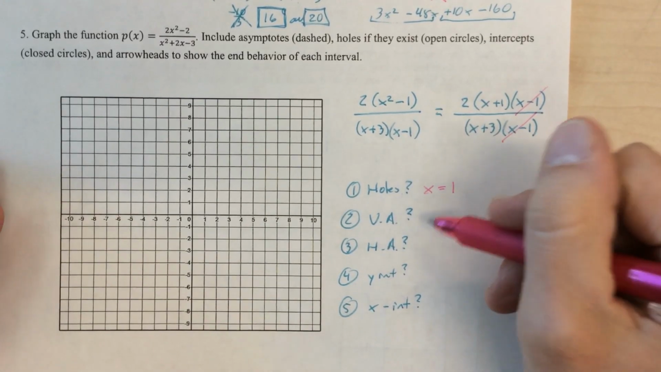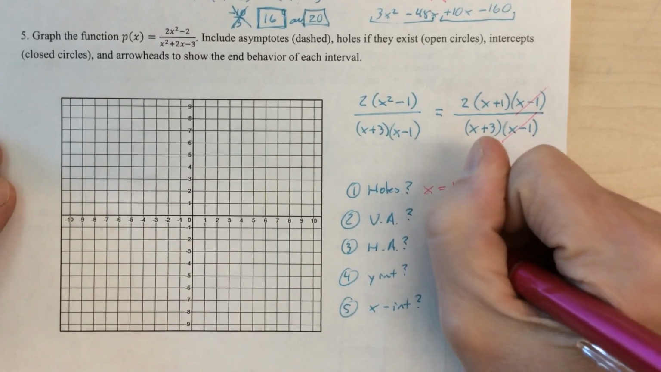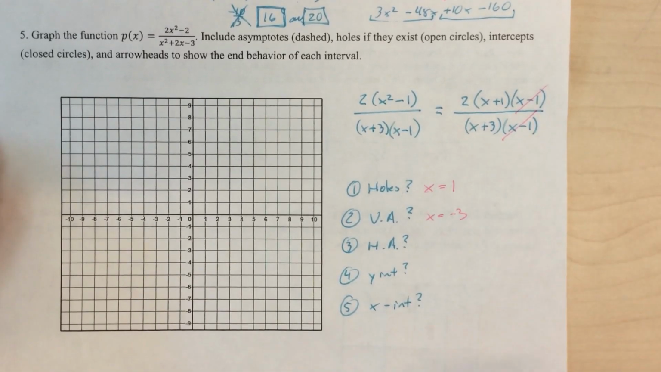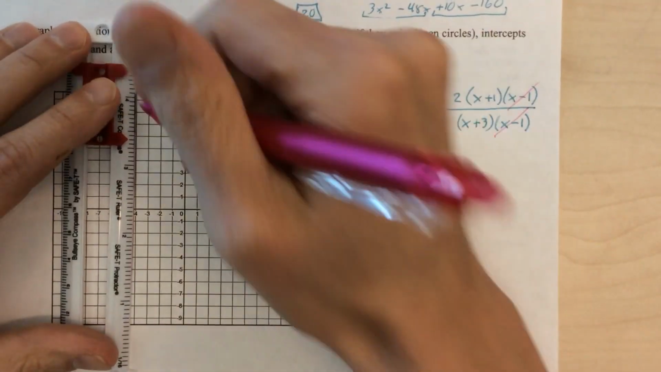All right, vertical asymptotes, those are going to be anything that make the bottom equal to 0 that we wouldn't have already canceled out. So that's going to be at x equals -3. And you should probably graph as you go. All right, so the vertical asymptote that we do have is at -3.